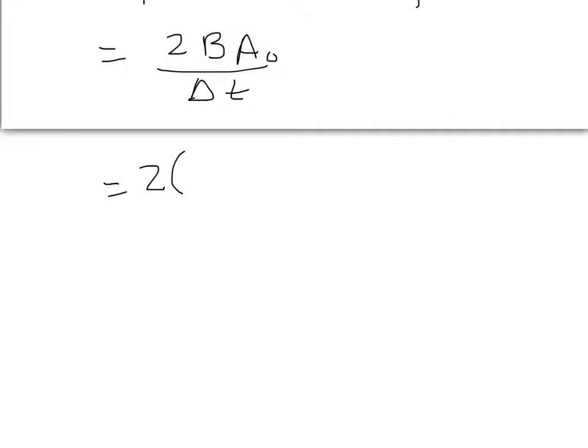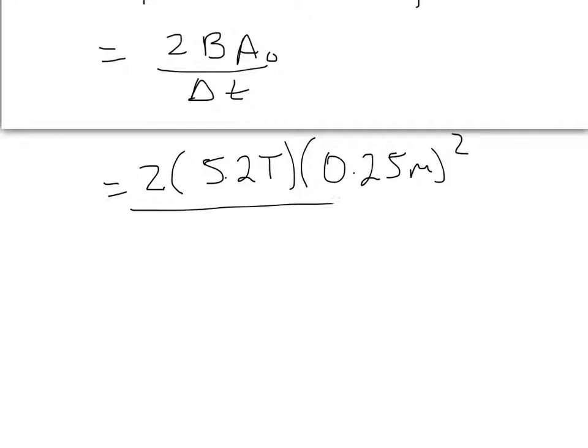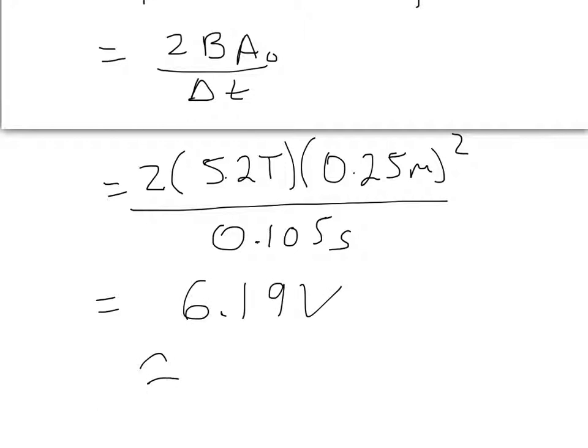2 times, we're told the magnitude is 5.2 Tesla. The area, of course, it's a square, so it's 25 centimeters squared. And we're told the time, 105 milliseconds. That evaluates to about 6.19 volts, or 6.2 to two significant figures.